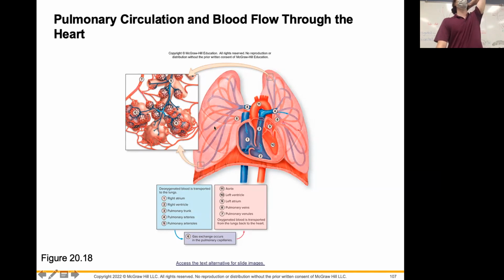Okay, short distance, so we don't have big pressures here or anything like that. We're not having to push real hard. So we're going to have very different blood pressures found in the pulmonary circulation versus systemic circulation.